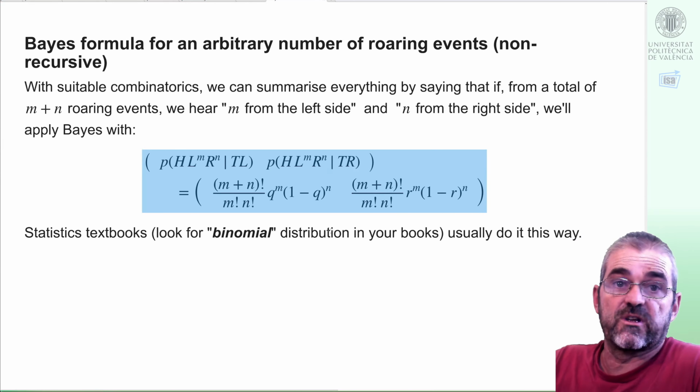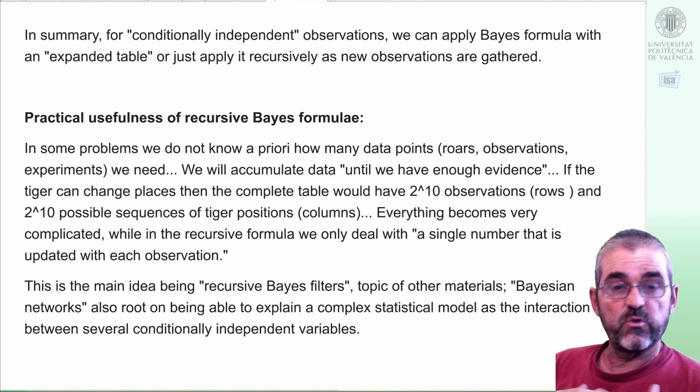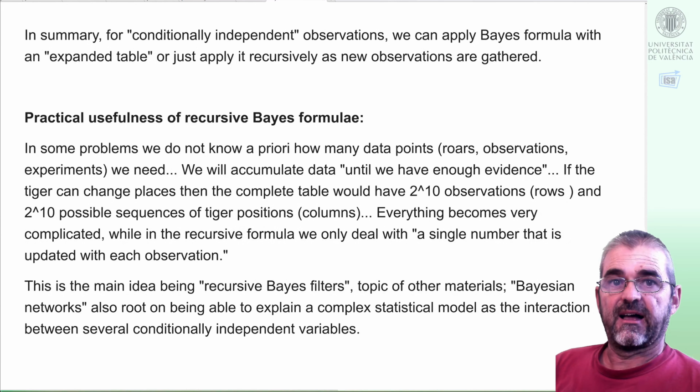So we can choose what to do. The thing is that recursive evaluation is somehow intuitively appealing because I do not need to build a 100 roaring events conditional table with factorials, binomials, whatever. I just need to use 100 times the one roaring event conditional table we started with.